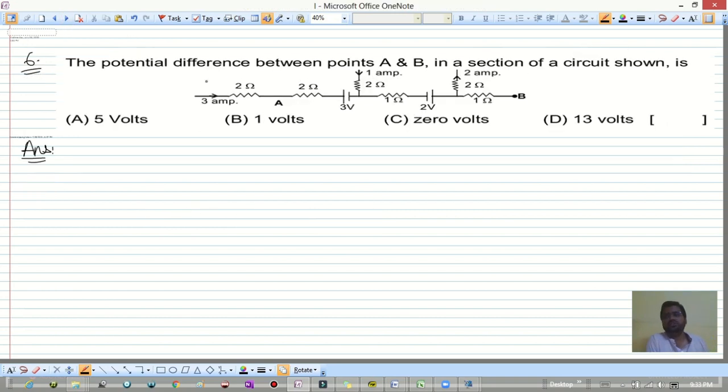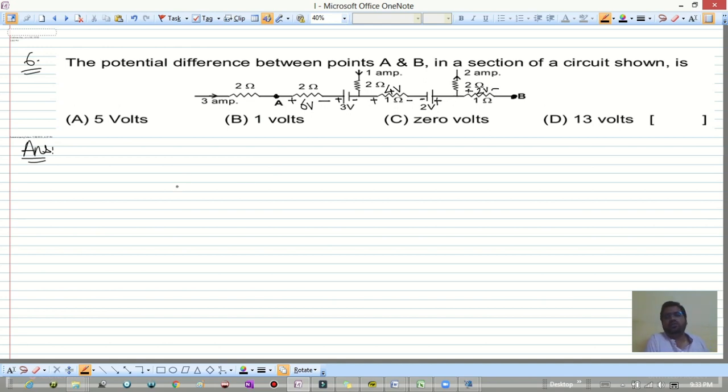Now the next question, the potential difference between points A and B in the section of circuit shown is, between point A and B we want. Okay, so this is 3 ampere, this is plus, this is minus 6 volt, this is plus, this is minus 3 volt, this is plus, this is minus, because this is 1 ampere, this is 3 ampere, this is 4, that is 4 volt, this is minus, this is plus 2 volt, this will be 2 ampere this side, 4 ampere incoming, so 2 ampere, so plus minus 2 volt.